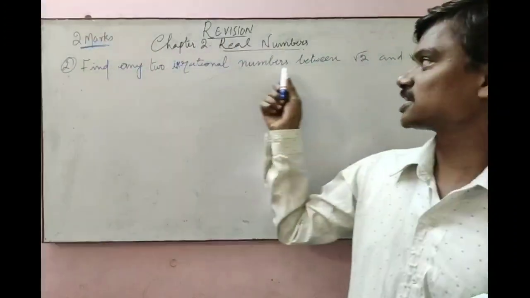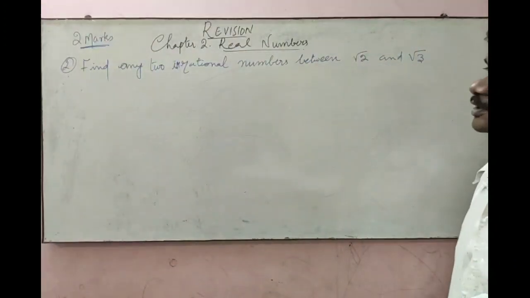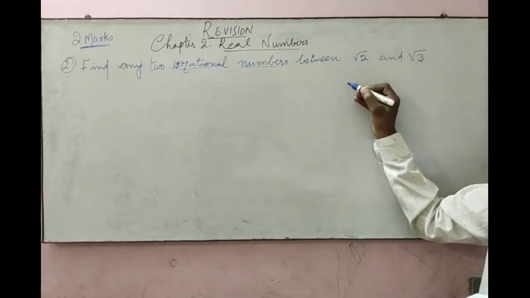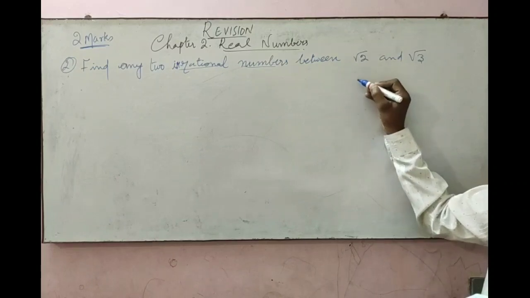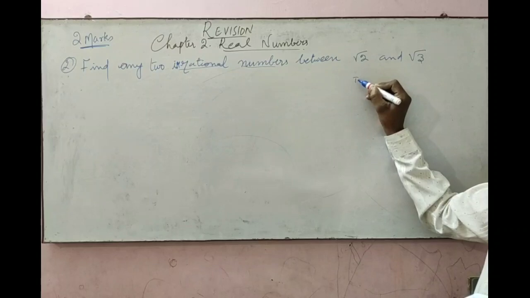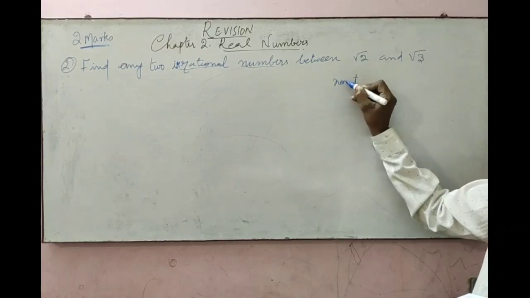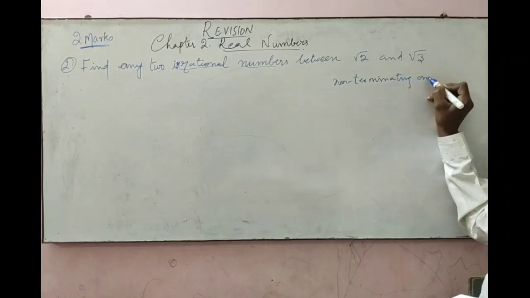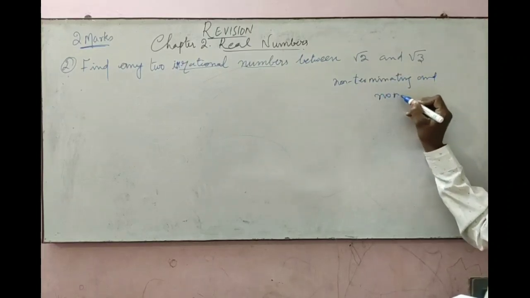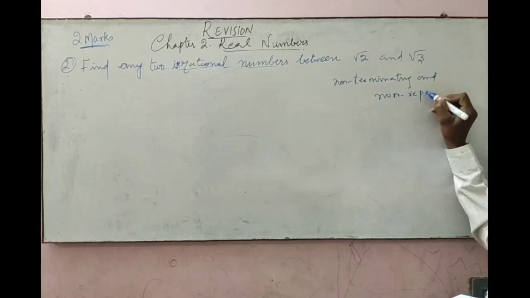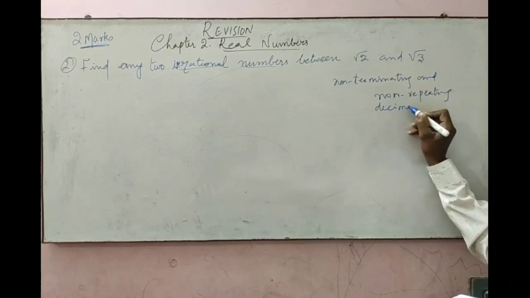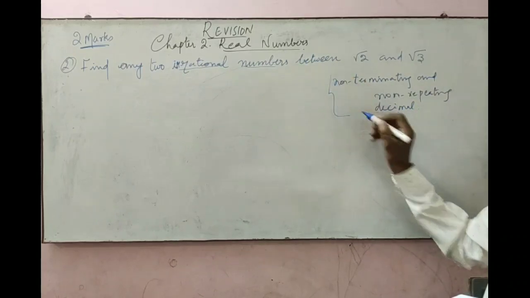Find any 2 irrational numbers between root 2 and root 3. Irrational numbers means when you write the number in decimal form, it should be non-terminating and non-recurring or non-repeating. This type of decimal is called irrational numbers.